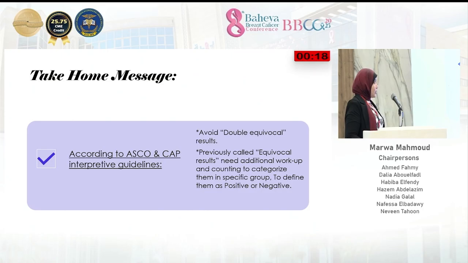ايه التيك هوم مسج؟ ان انا avoid the double equivocal result and the previously called equivocal result need additional workup and counting to categorize them in a specific group and to define the HER2 by SISH as positive or negative.